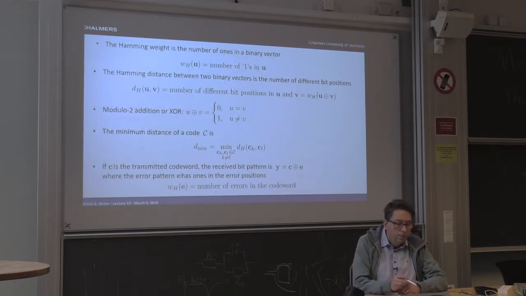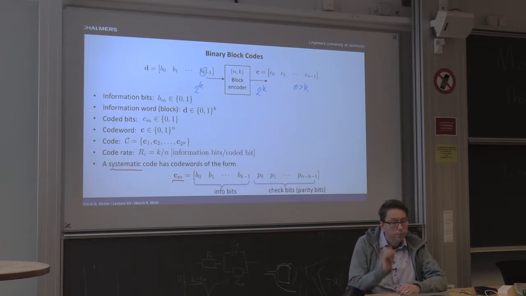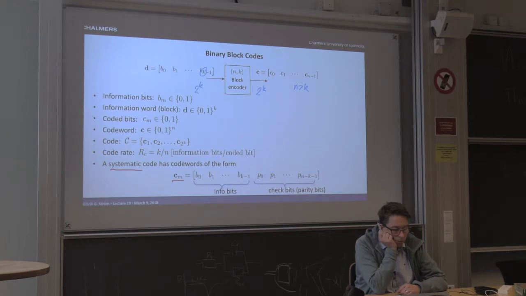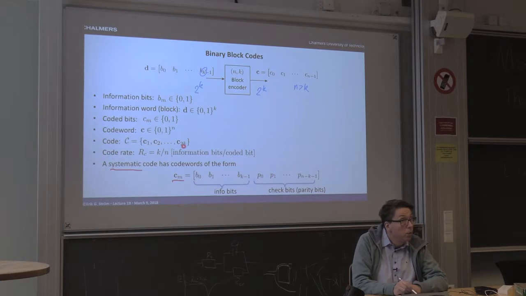I have a question. Yes. The code, is it C1, C2, C4, or C1, C2, C3? So it's 1, 2, 3, 4, etc., up to 2 to the power of k. So yeah, if k is equal to 3, then we have 1, 2, and so on, up to 8. Yeah.